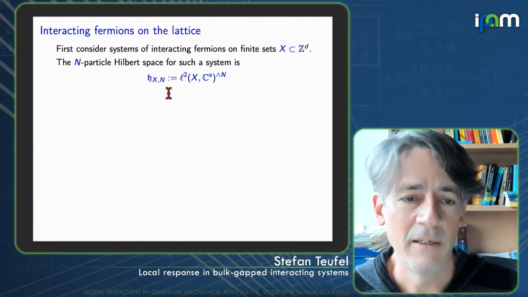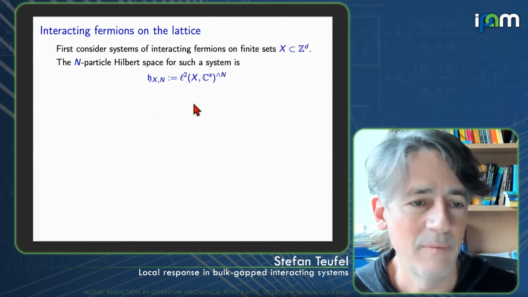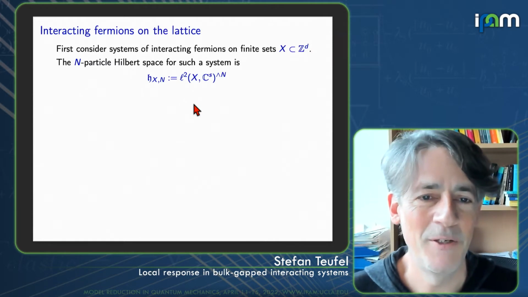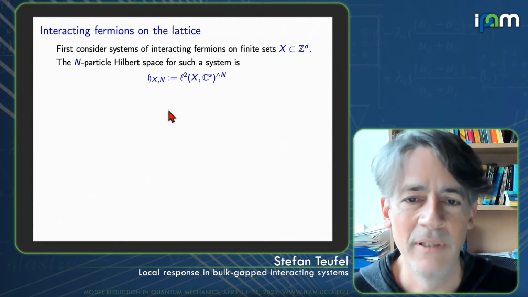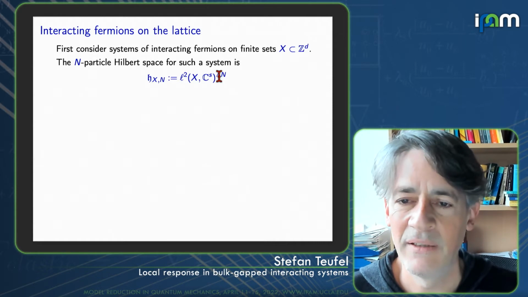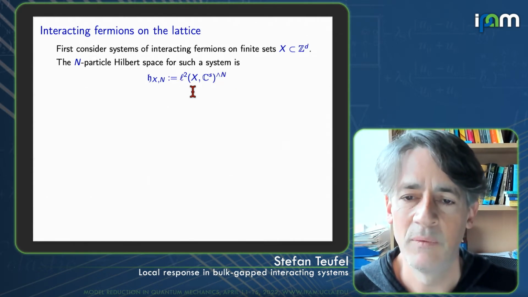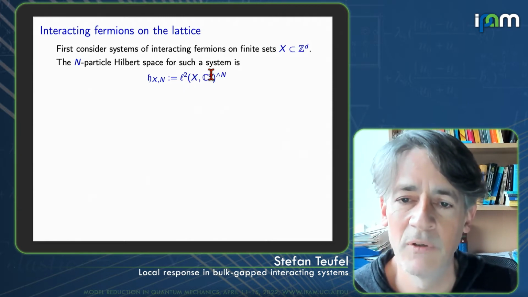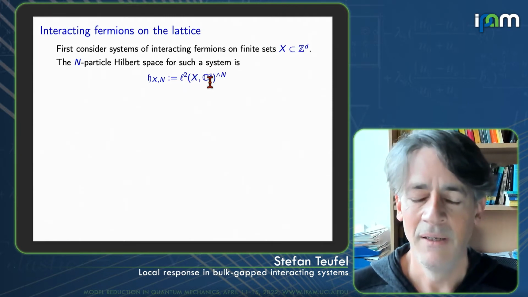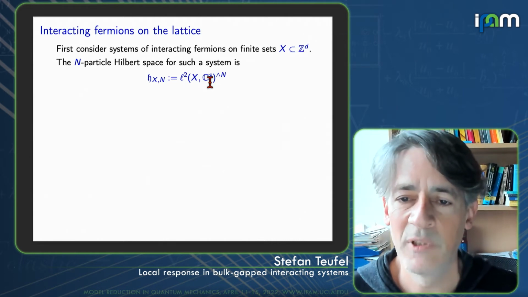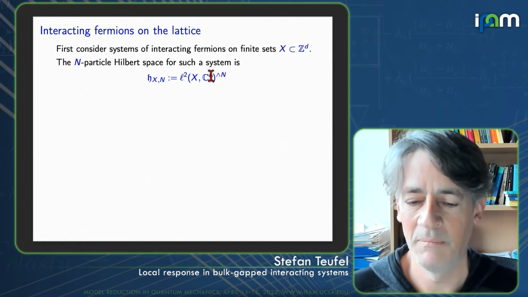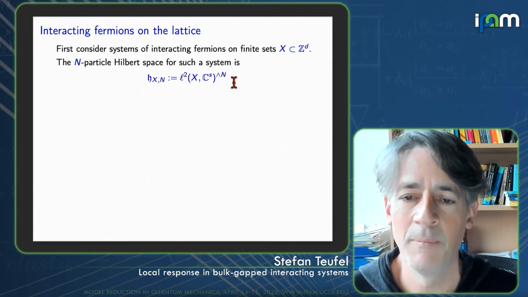Then, and I can do this quickly because all of this was explained yesterday twice, by Volker and then also by Benji, the n-particle Hilbert space for such a system is just the antisymmetric tensor product of the single particle spaces. In this case X is a finite set, a finite configuration space, and we also assume that the local on-site Hilbert space is finite dimensional. Think of S being spin degrees of freedom or some internal lattice degrees of freedom.